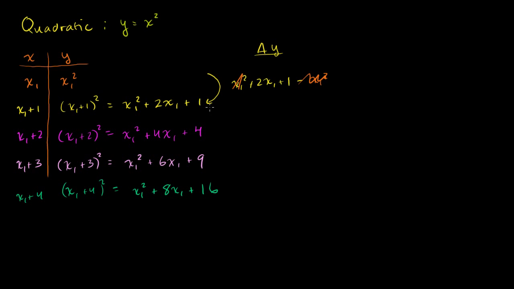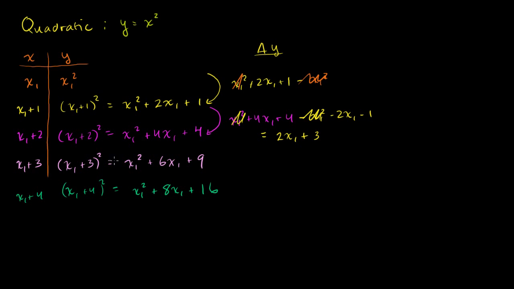Then when we go from this point to this point, our change in y is going to be x1 squared plus 4x1 plus 4 minus x1 squared minus 2x1 minus 1. So what is this going to be equal to? These guys cancel out. Those guys cancel out. 4x1 minus 2x1 is 2x1. And then 4 minus 1 is 3. So plus 3. Now let's do the next one.